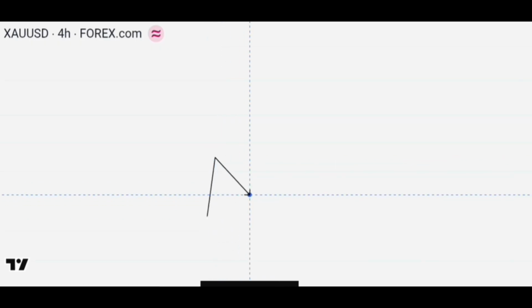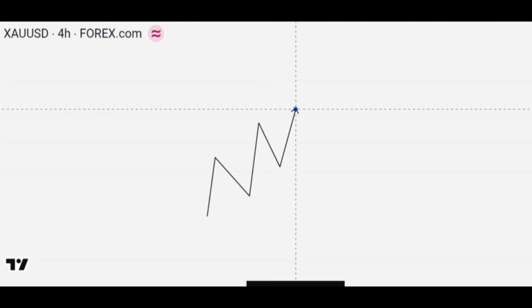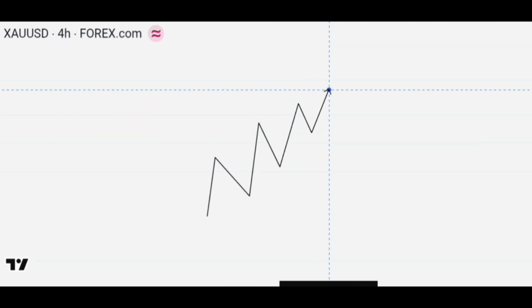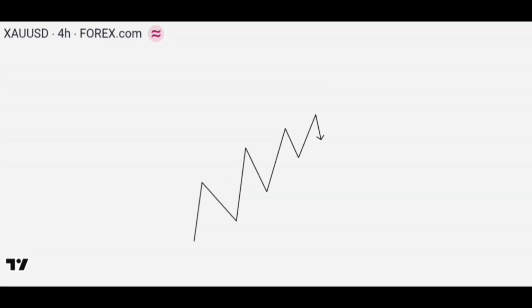So you first need to understand market structure. This market structure tells you who is in control of the market, buyers or sellers. Take for instance, if a market creates a high and creates a low, creates a higher high and creates a higher low, another higher low, higher low. This is an uptrend. It means buyers are in control.